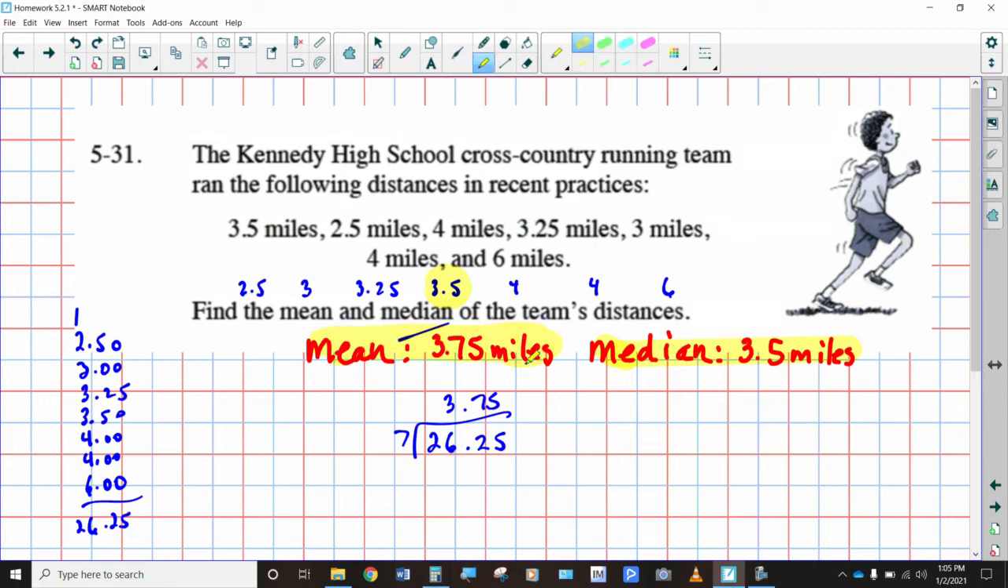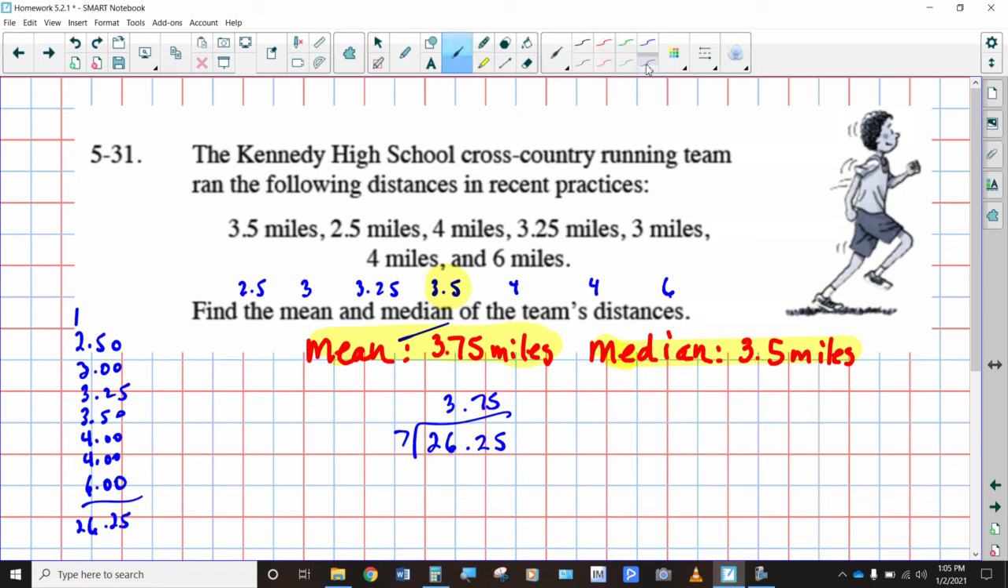Okay, so mean and median are pretty close to each other, which suggests that you don't really have much of an outlier in the data. It's not like one day the cross-country team ran 25 miles. That would really skew the mean, while it wouldn't change the median too much, right?